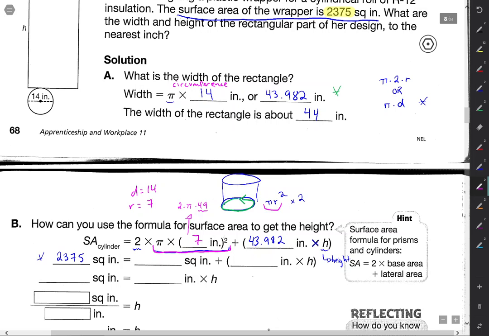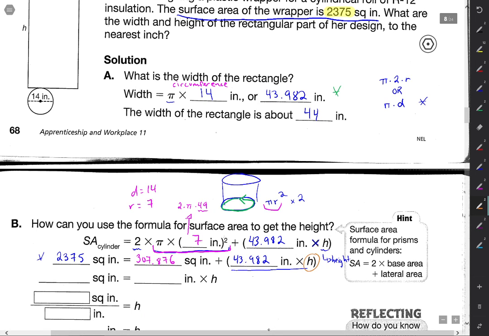So 7 squared is 49. So then 2 times pi times 49 gives you 307.876 inches squared. And we still have this 43.982 in the bracket over here because there's nothing we can do with that yet since we don't know what the height is. Now our next step is to get that h isolated all by itself.